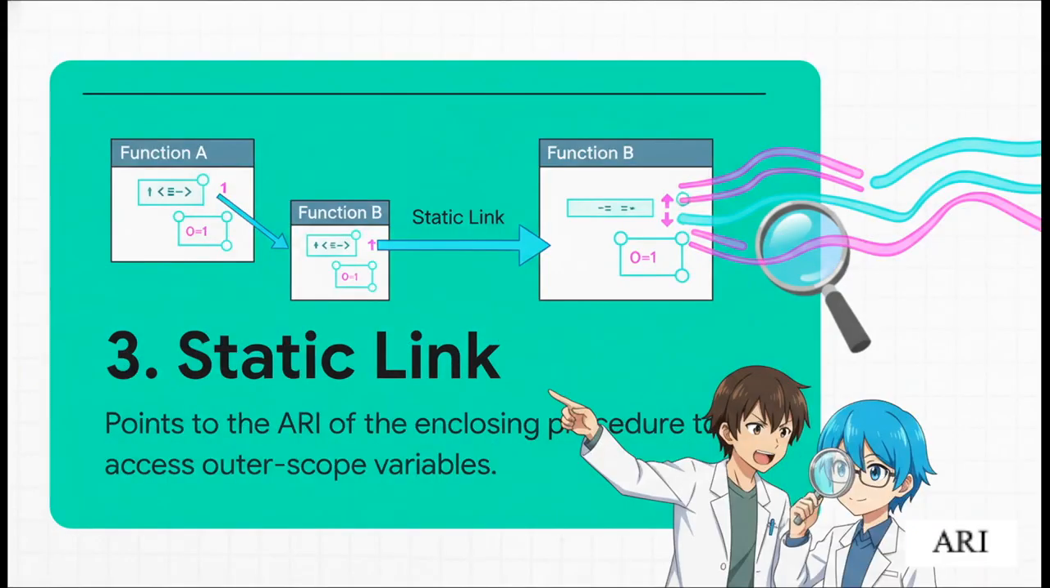Now hold on, because this is where things get really clever. The static link is totally different. It does not care about who called the function. It only cares about where the function was written in the source code. So if you nest function B inside of function A in your code, B's static link will always point to A's ARI. And why is that? It's so B has a way to find and use A's variables. This right here is the entire mechanism behind what we call lexical scope.